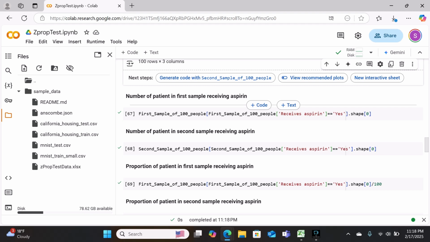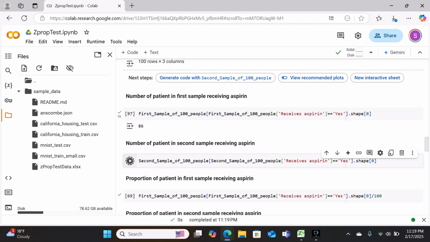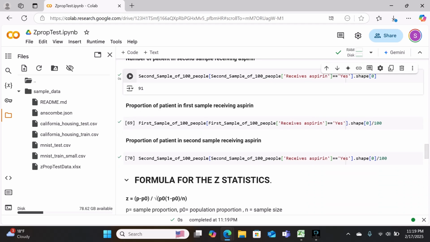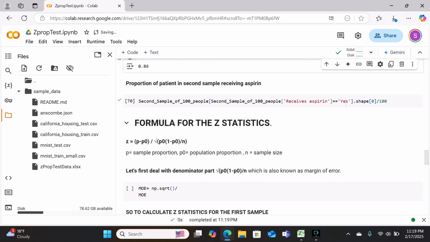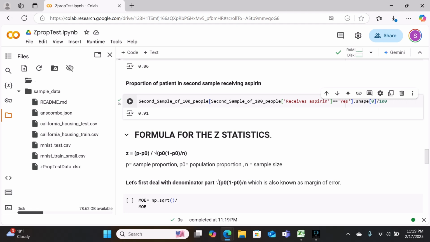Now we can see how many patients in the first sample are receiving aspirin, and that is 86. We can also see how many patients are receiving aspirin in the second sample, and that is 91. So the proportion of people receiving aspirin in the first sample is 0.86, and the proportion of people receiving aspirin in the second sample is 0.91.